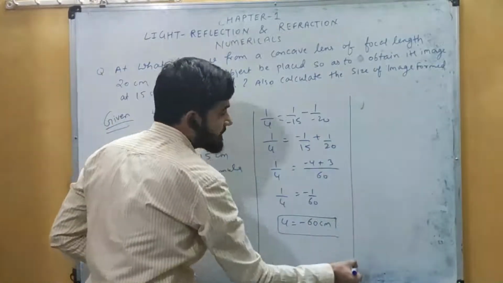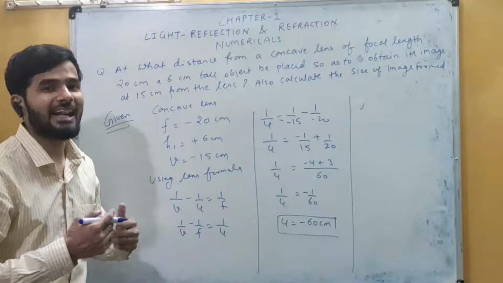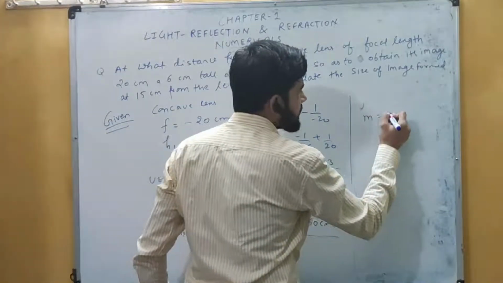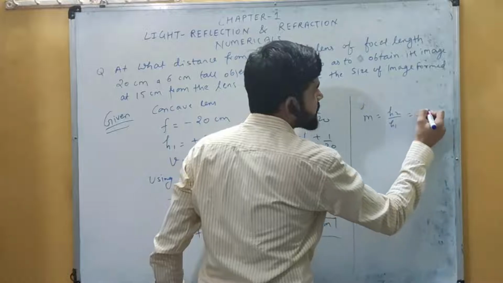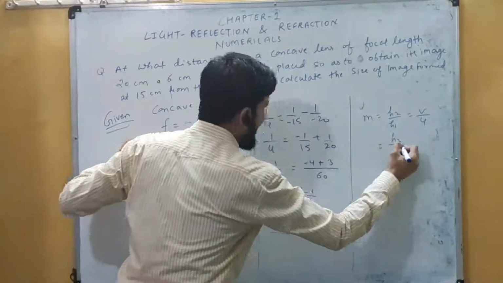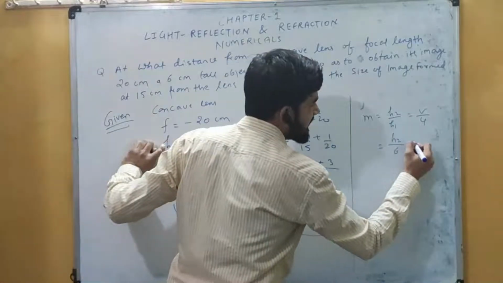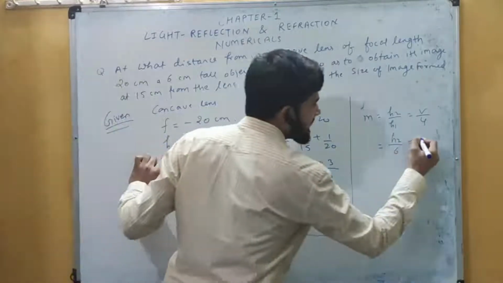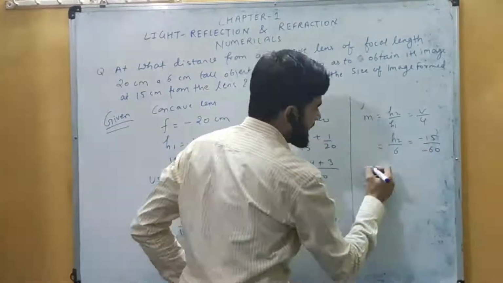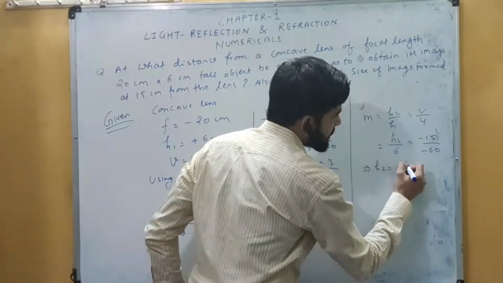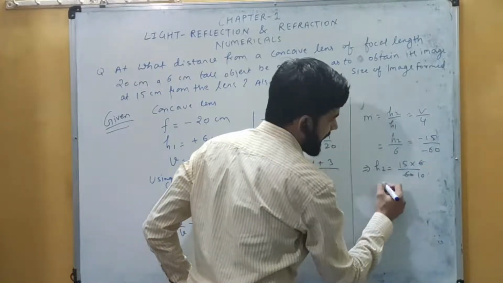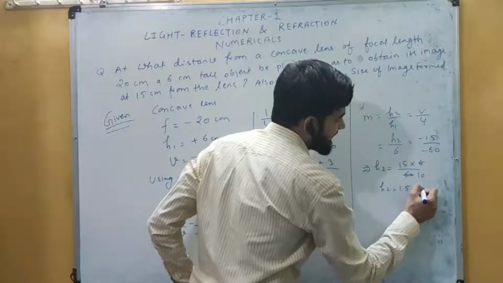Okay, now the second thing is you have to find the size of the image formed. The size of the image formed can be found easily by using the formula for magnification. M is equal to h2 by h1 is equal to v by u. So here h2 we have to find. h1 is given, that is plus 6 centimeter. Value of v is given as minus 15 divided by u. u is equal to minus 60. Okay, so I can write here this h2 is equal to 15 into 6 by 60. So 6, it will be 10. So h2 is equal to 1.5 centimeter.